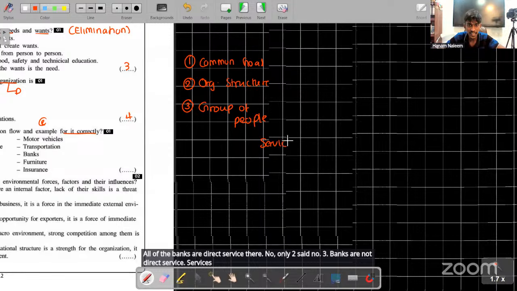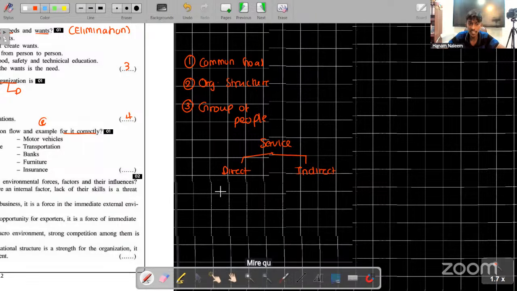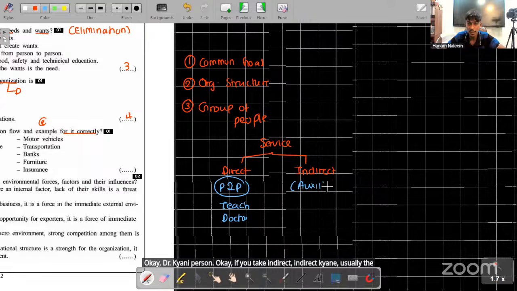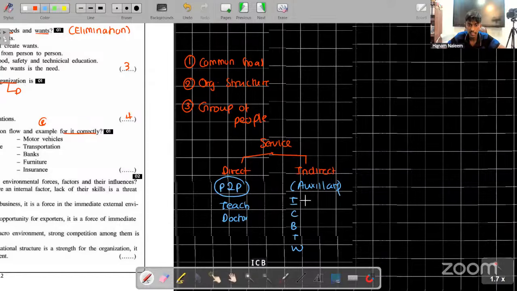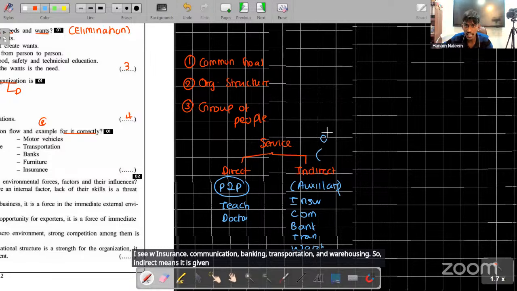Services are of two types. What are the two types of service? We have direct service and the other one is the indirect service. Direct means the service given person to person, P2P. For example, teaching. Doctors, that is direct, person to person. If you take indirect, usually those are the auxiliary services. All the supportive services you have learned. So what's the acronym we go with for the indirect services? I C B E W. Insurance, communication, banking, transportation, and warehousing.